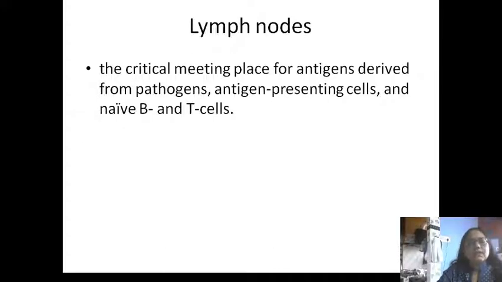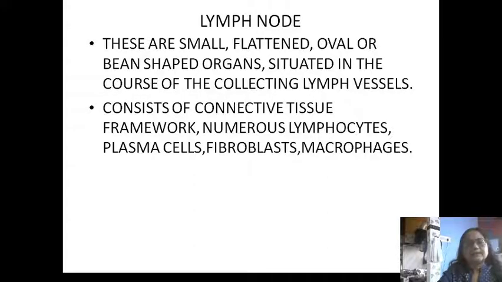Lymph nodes are the meeting place for antigens, or the microbes which attack our bodies, presented by the antigen presenting cells to the B and T cells. So, it is the meeting place for antigen presenting cells who are presenting these antigens to B and T lymphocytes.